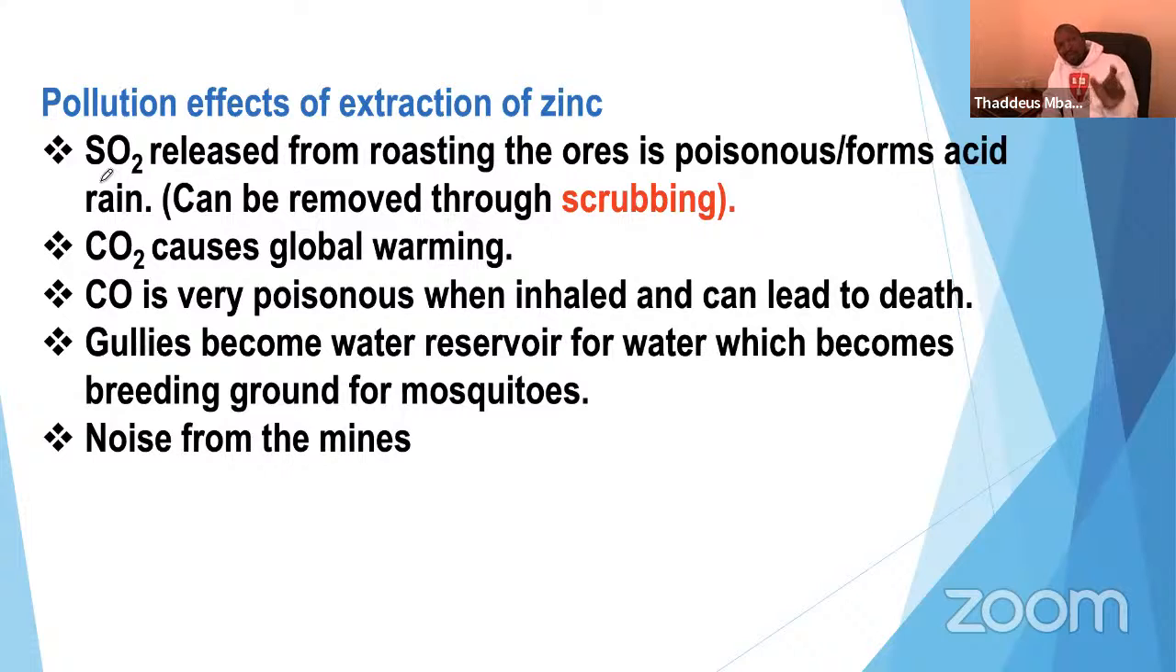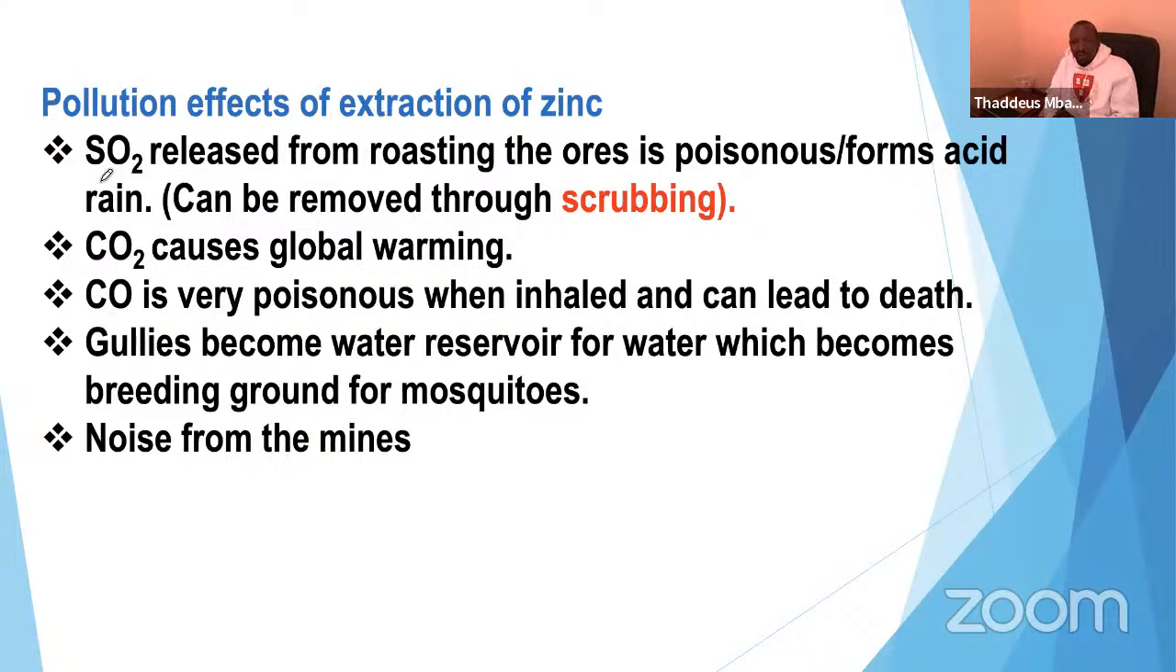The pollution will lead to sulfur oxide, leading to the formation of acid rain. Carbon IV oxide causes global warming. Metal extraction that involves reduction, that is for zinc and lead, all of them involve carbon, because there will be release of carbon IV oxide, which causes global warming.